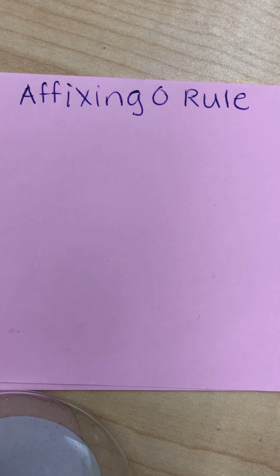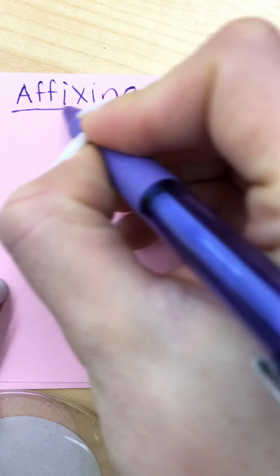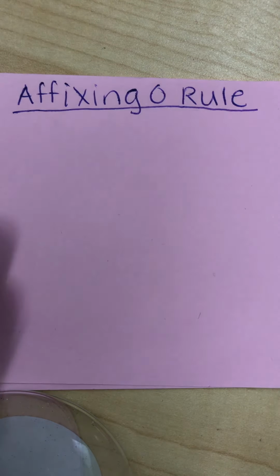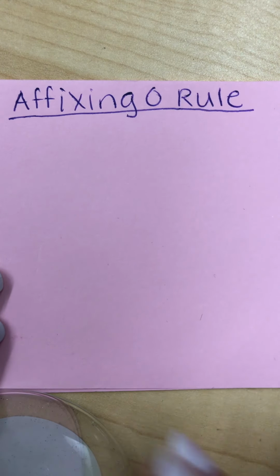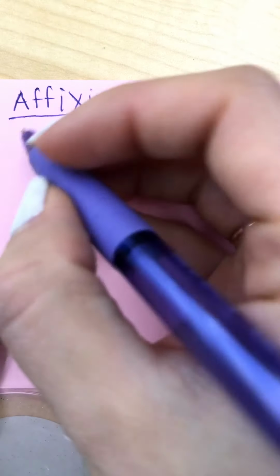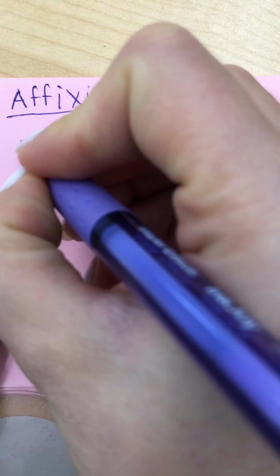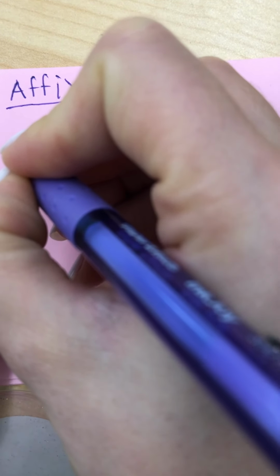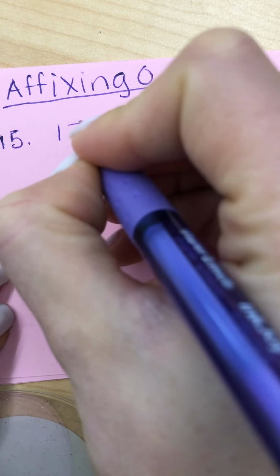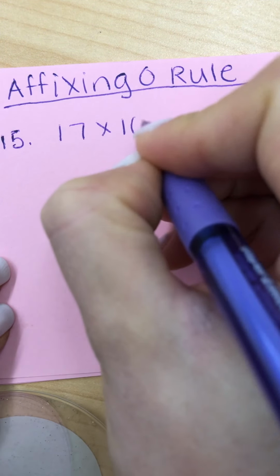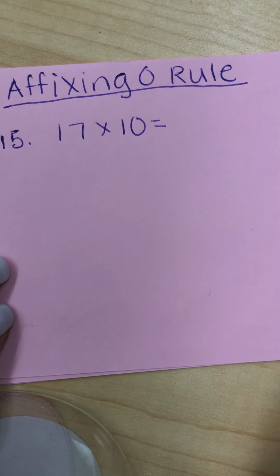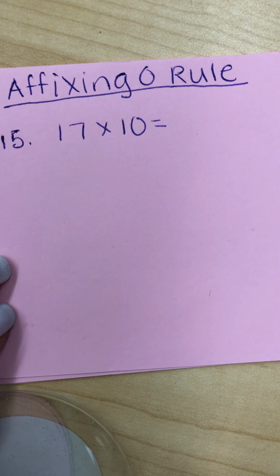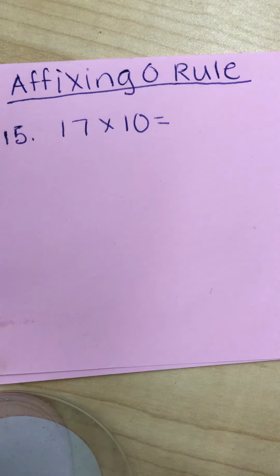Hi everybody, it's Mrs. Hopley, and today we're going to be practicing with the affixing zero rule, getting ready to do some relative place value tomorrow. The first equation I'm going to do with you guys, and this is number 15 on our worksheet, is 17 times 10. And at any point, if you want to challenge yourself, just pause me and you can answer these on your own and then check if you got it right.